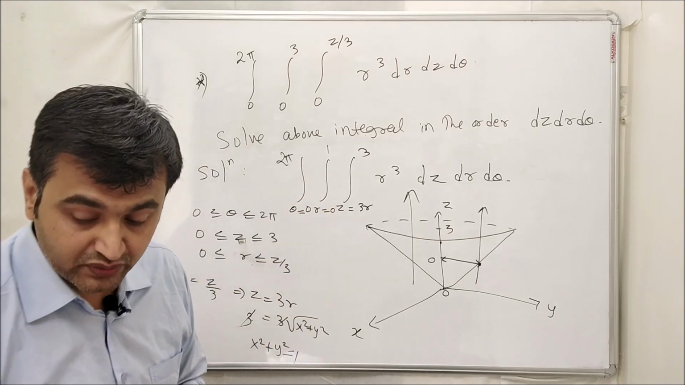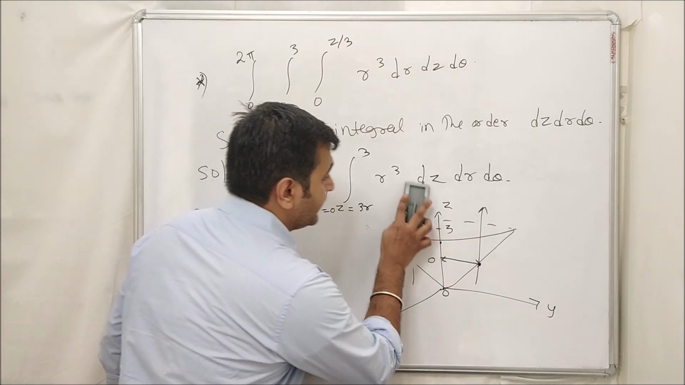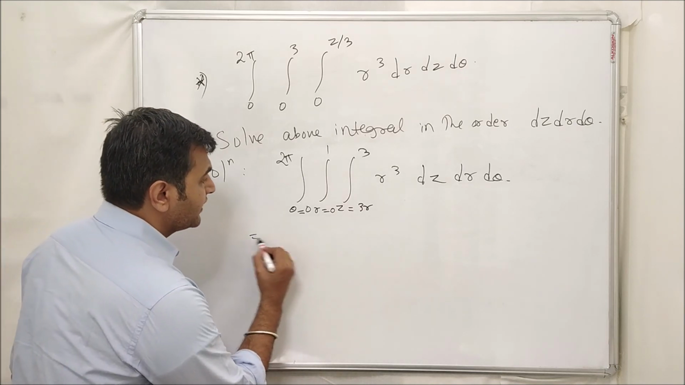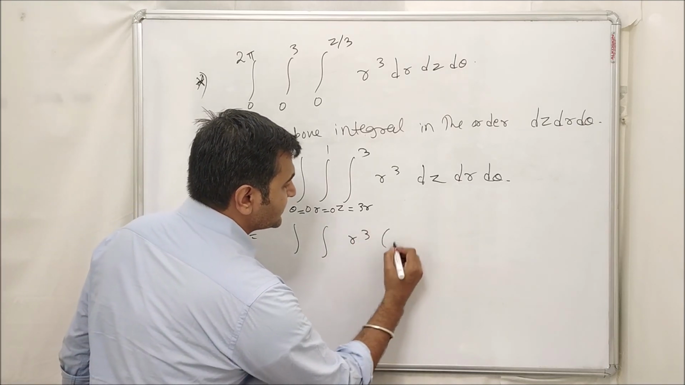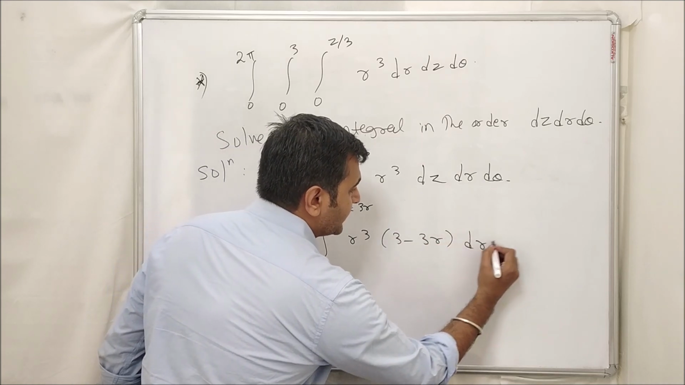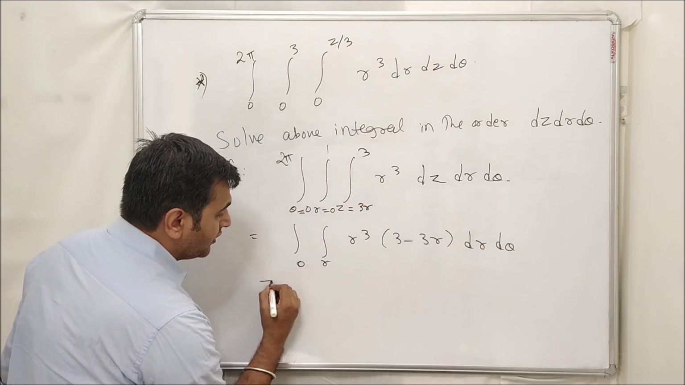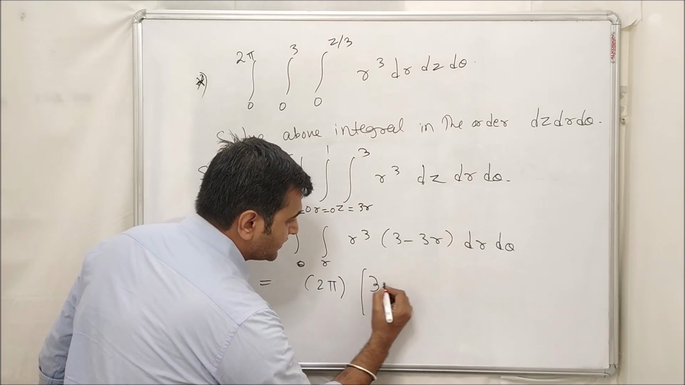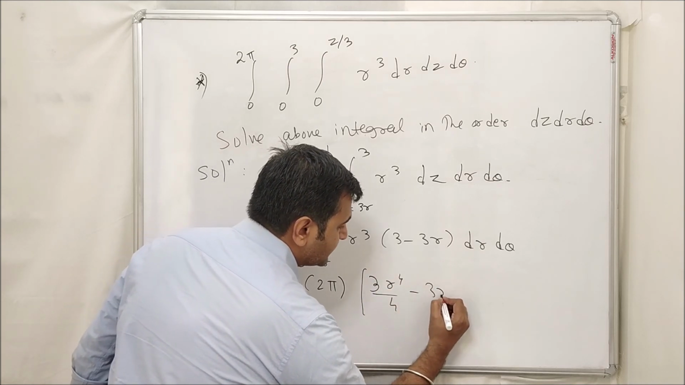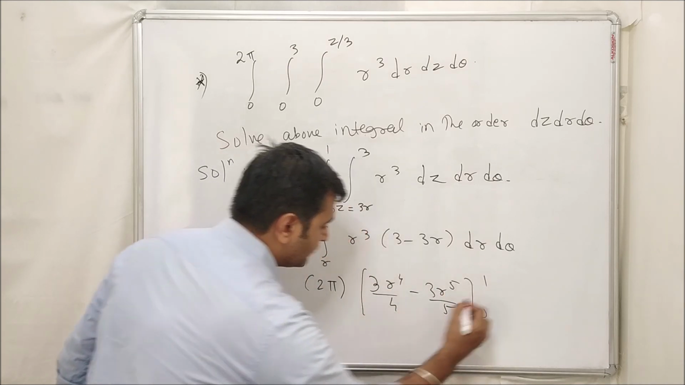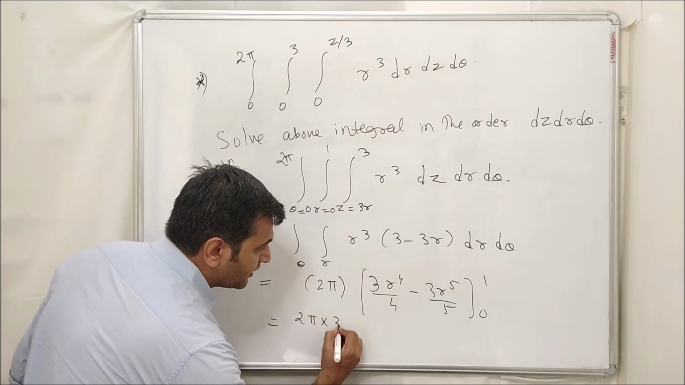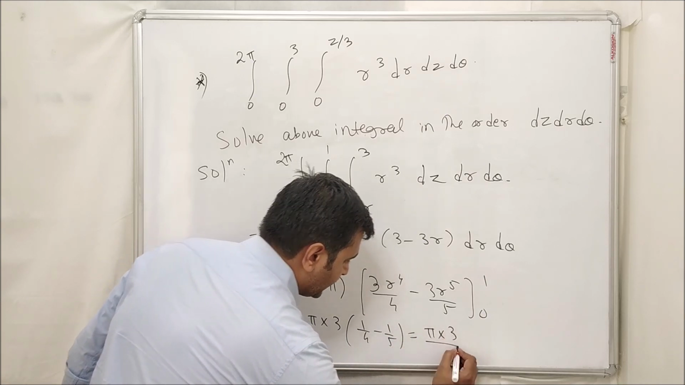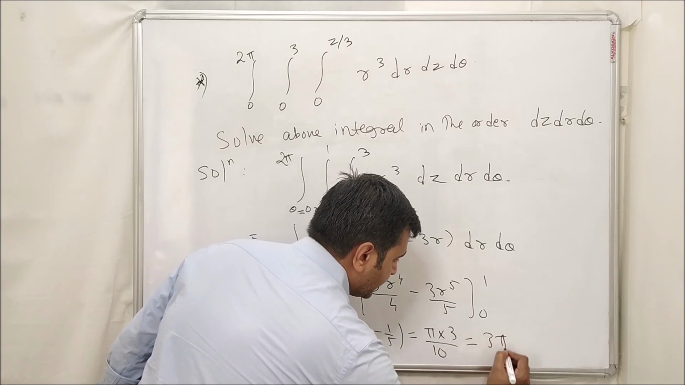Now you can solve in either order you want. If you solve this, what answer do you get? It is not a big deal. The integrand is r cube times (3 minus 3r) dr d theta. For theta I will have 2 pi. The integration of r gives 3 times (r raised to 4 upon 4 minus r raised to 5 upon 5) from 0 to 1. So this is 2 pi, with 3 coming outside, times (1 by 4 minus 1 by 5), which is pi into 3 upon 10. 3 pi by 10 is the answer.